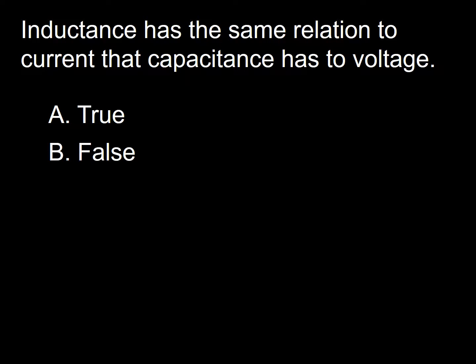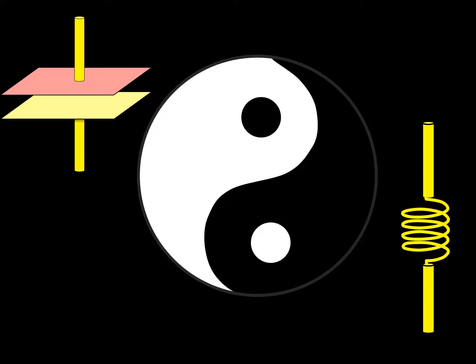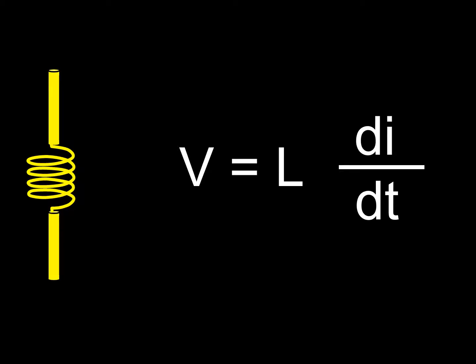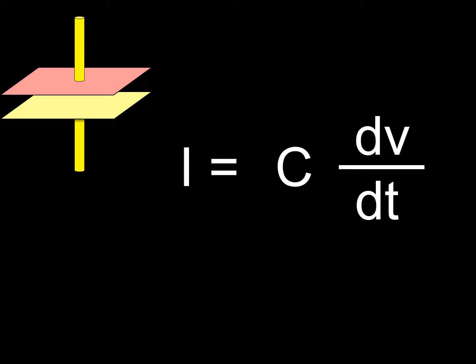Next question. Inductance has the same relation to current that capacitance has to voltage. A. True. B. False. As I told you before, I like to think of inductance and capacitance as the reverse of each other. Take a moment to look at this formula. Inductance has the same relation to current that capacitance has to voltage.